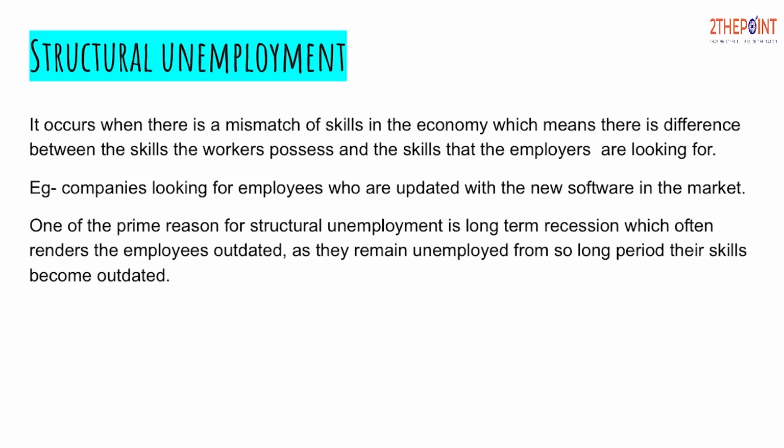So the unemployment caused due to the mismatch of skill set is known as structural unemployment. It occurs when there is a mismatch of skills in the economy, which means there is a difference between the skills the workers possess and the skills that the employers are looking for. So there's a difference between what skill sets the people in the economy have and the skill sets that the employers need for them to join the company. So the unemployment caused due to this reason is structural unemployment. For example, companies looking for employees who are updated with the new software in the market, as I explained. So this is structural unemployment.